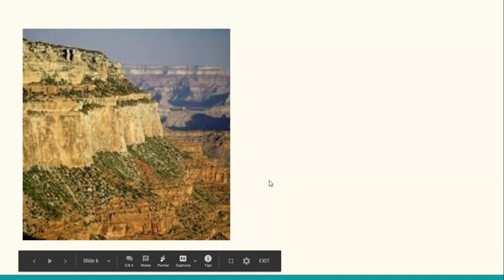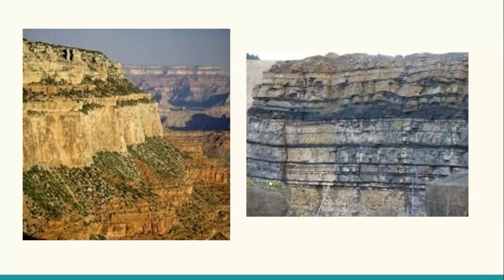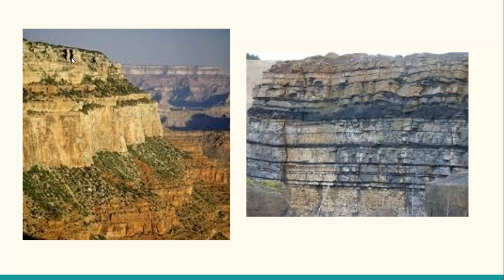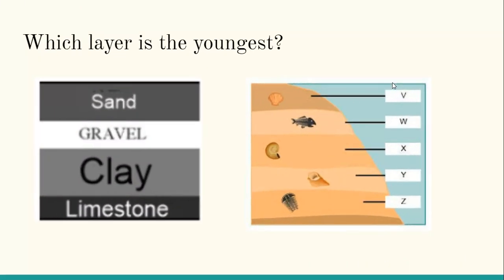Knowing that, we can look at these pictures from nature, and we would know that the rocks down here are going to be older than the rock up here. And on this one on the right, this layer right here is older than the layer above it. And this one is older than these layers up here. That's the law of superposition. So let's have you try it.